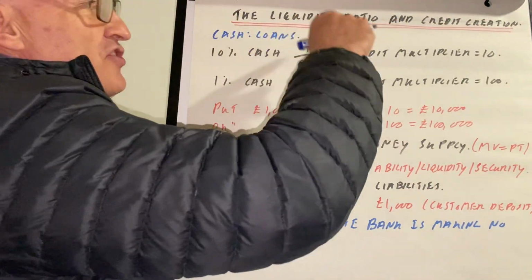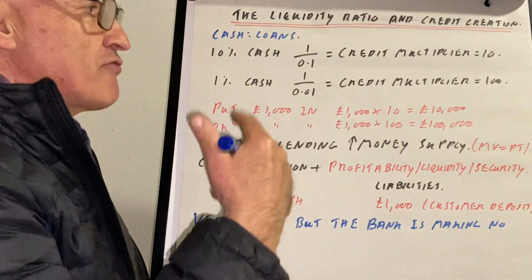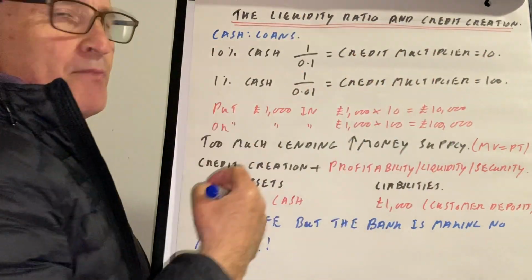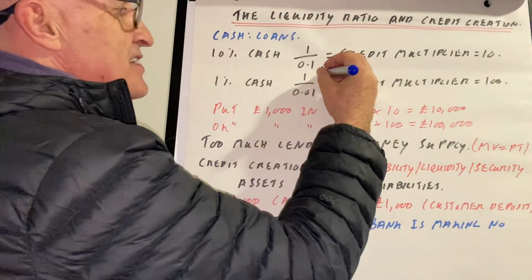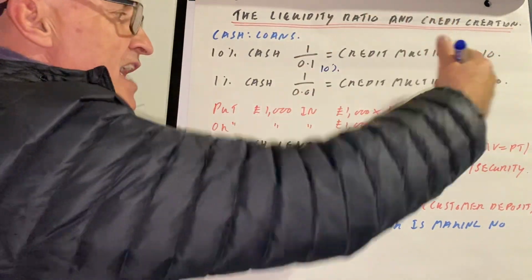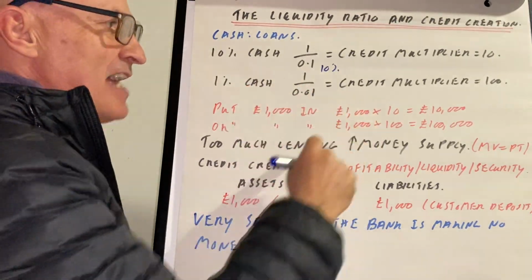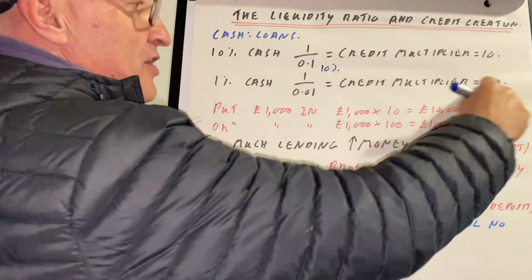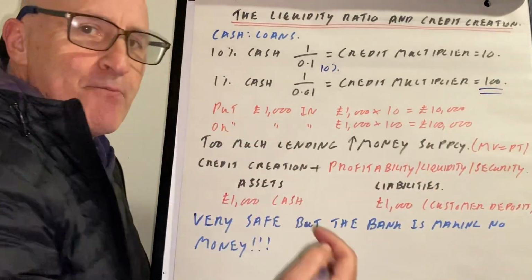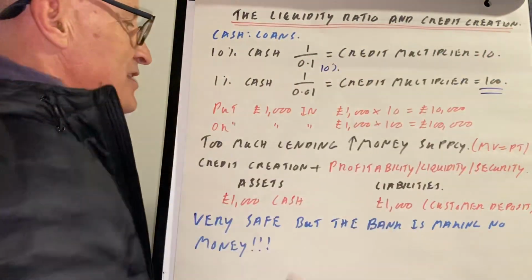So then we come on to the liquidity ratio and credit creation. So if we have a credit multiplier of 10, which means that the bank must be keeping 10% of its money in cash, then 1 divided by 0.1 is equal to 10. However, if they only need to keep 1% of their money in cash, then the credit multiplier will be 100. And this will have a massive impact upon the money supply. So if it was, say, 5%, then the credit multiplier will be 20.